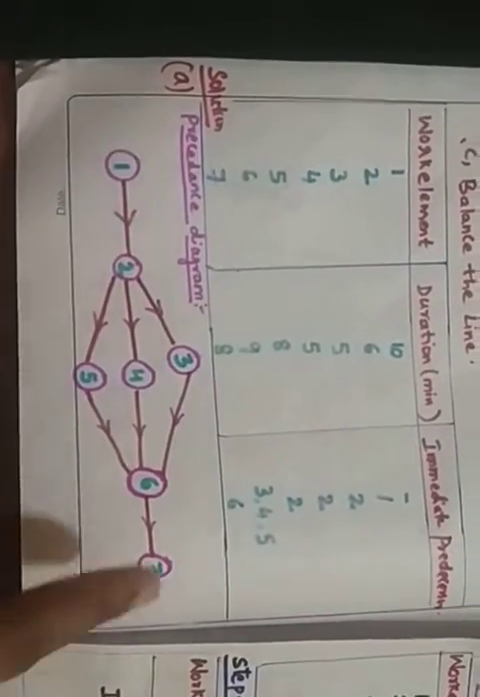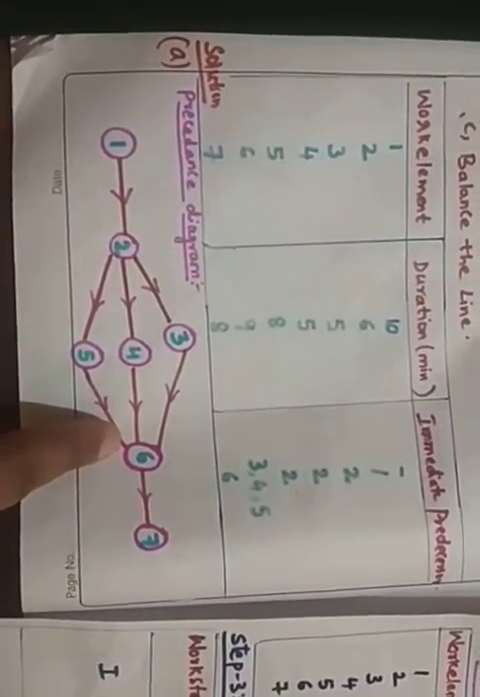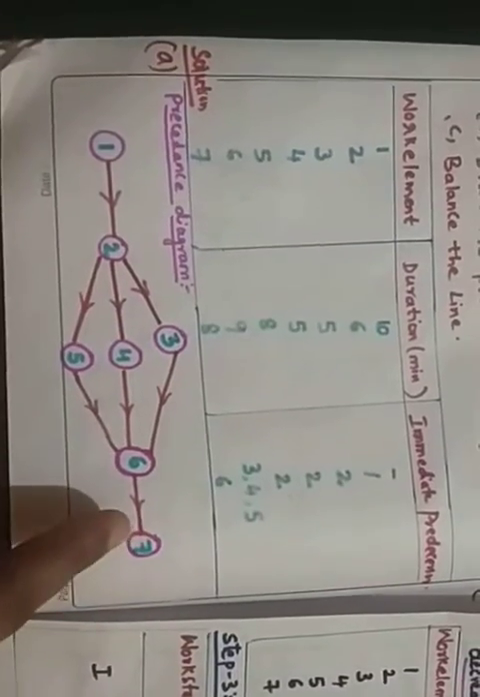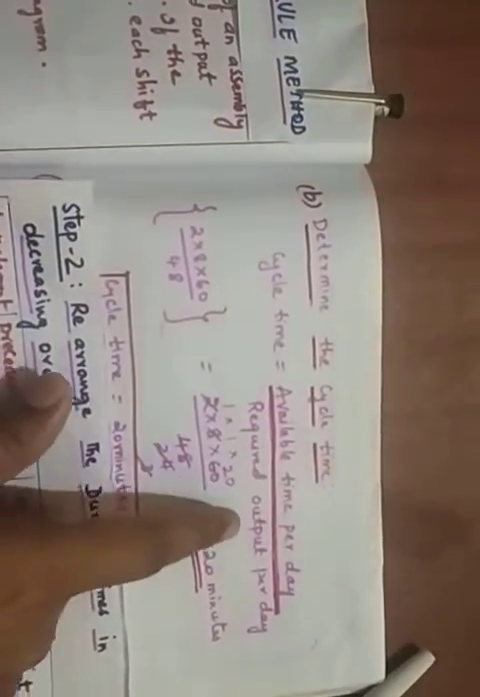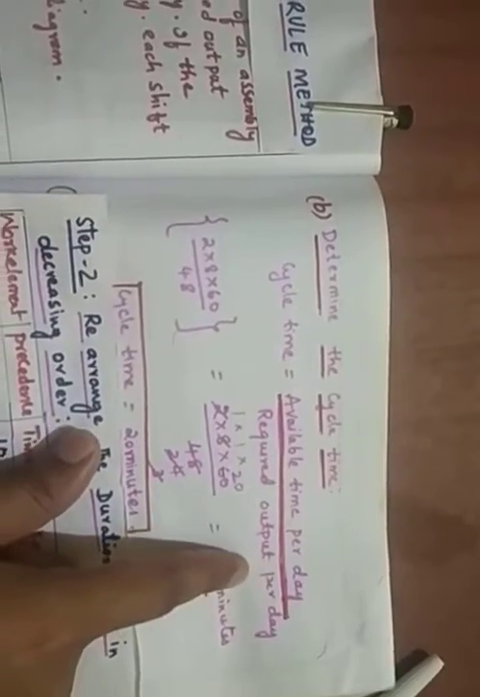That means 7th will start only after completion of the 6th element. In this way you have to draw the precedence diagram. That is step 1. After completion of step 1, then you need to decide what is the cycle time. So the formula for cycle time is available time per day divided by required output per day.